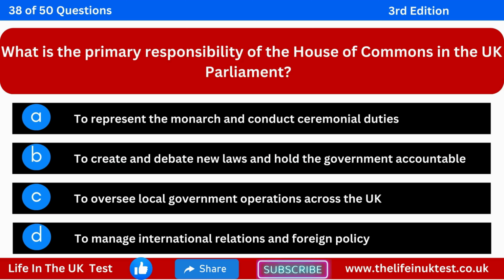What is the primary responsibility of the House of Commons in the UK Parliament? Option A, to represent the monarch and conduct ceremonial duties. Option B, to create and debate new laws and hold the government accountable. Option C, to oversee local government operations across the UK. Option D, to manage international relations and foreign policy.